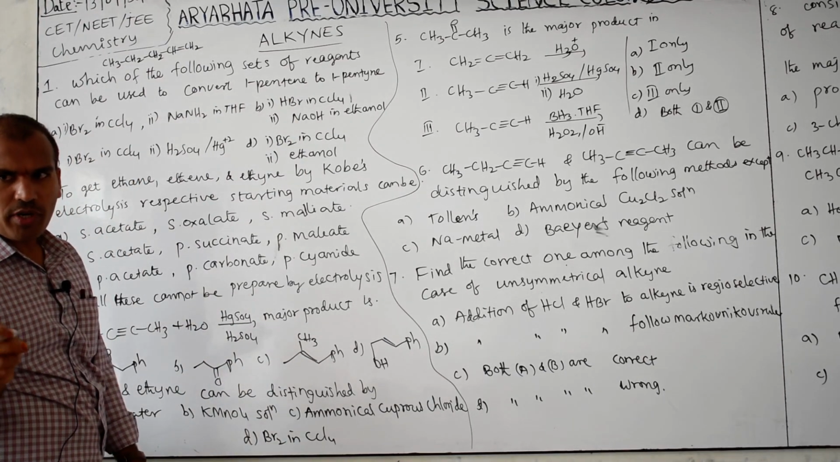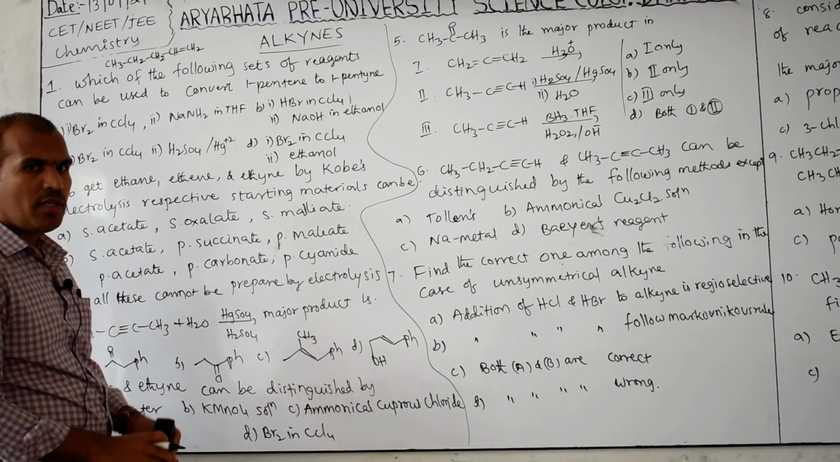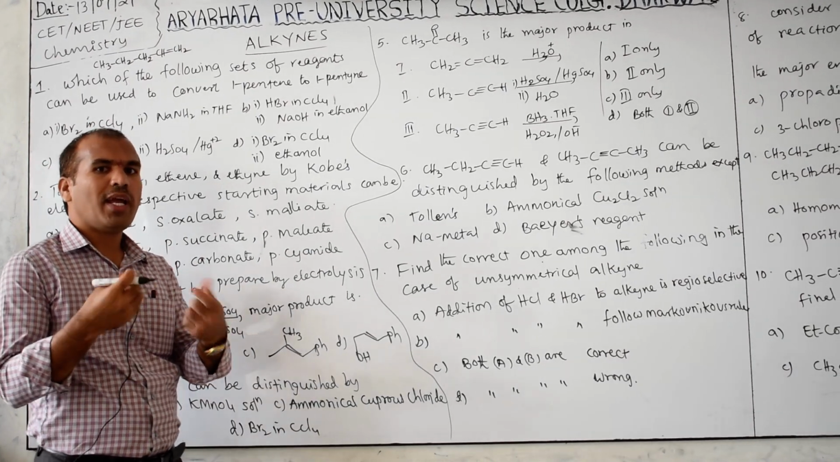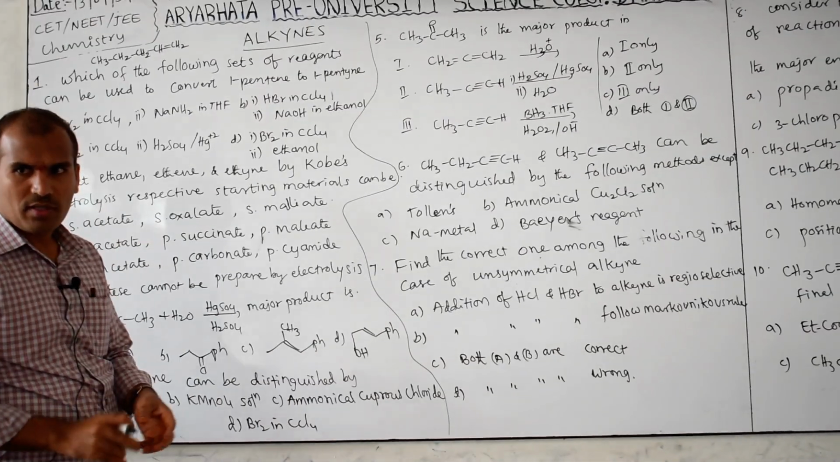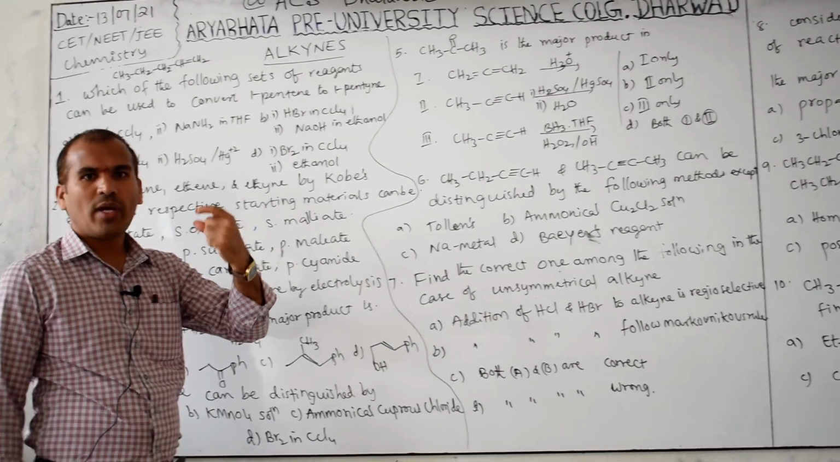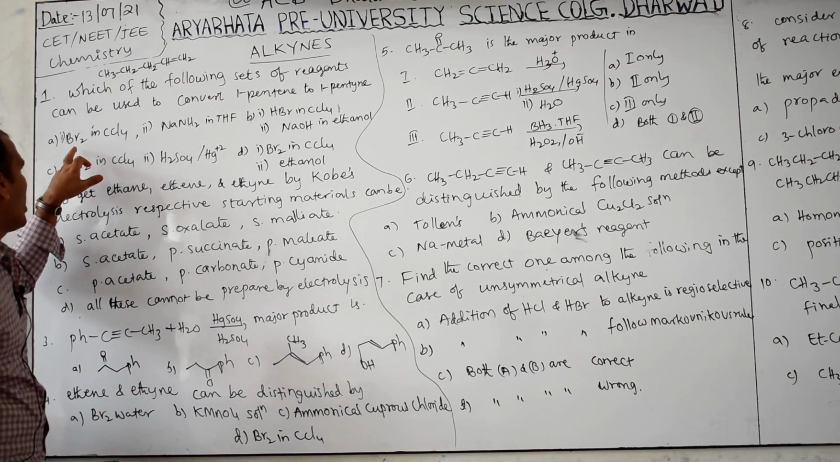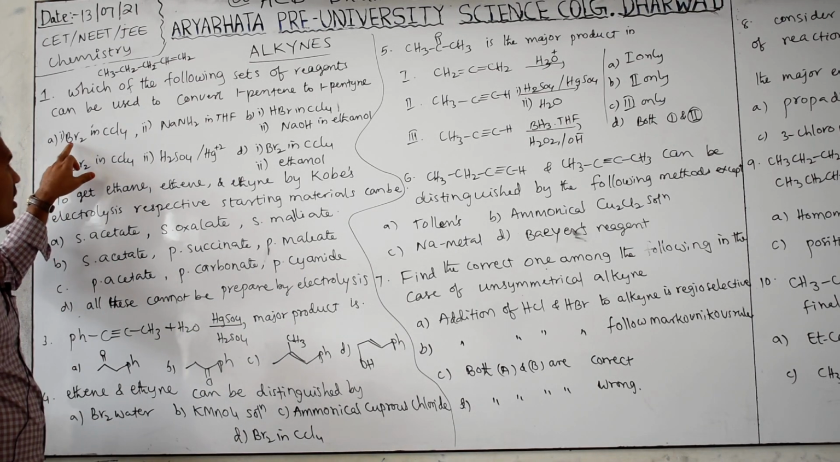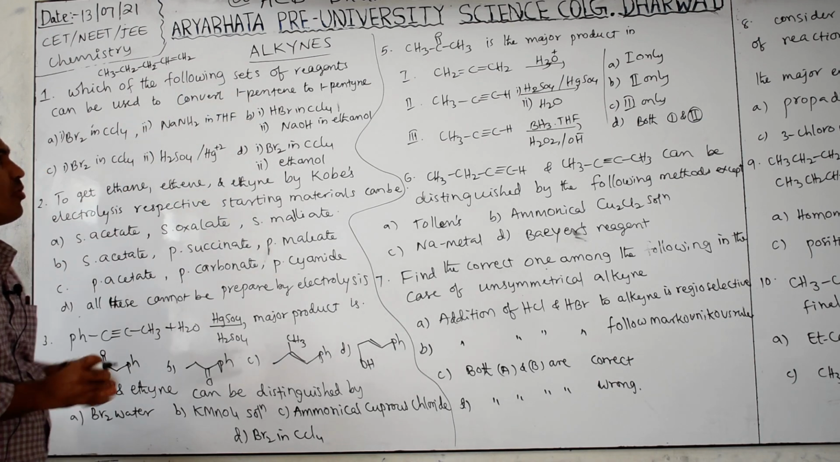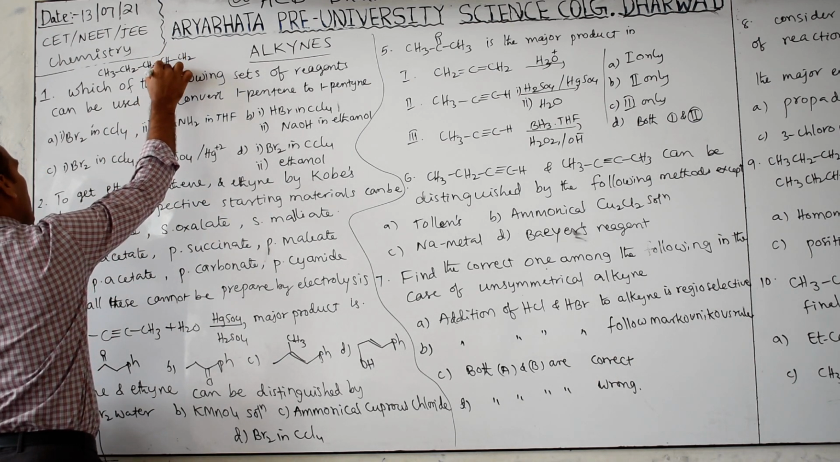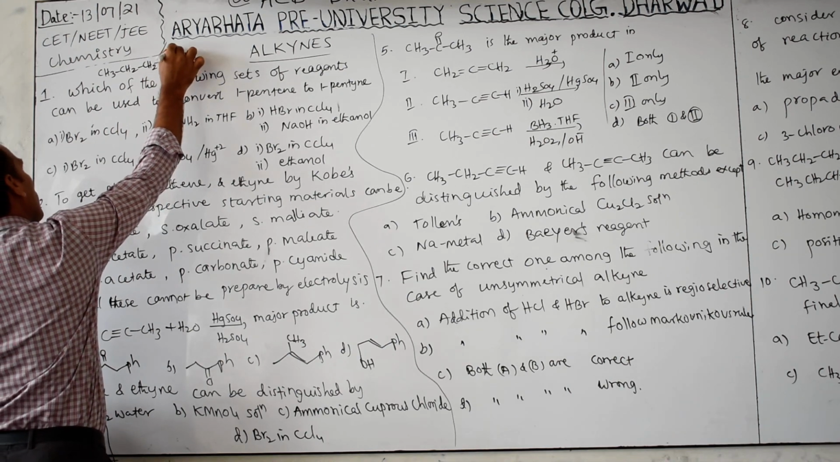Double bond converts into triple bond. When is it possible? Something should be eliminated. When 2 atoms are eliminated, it means 1 pi bond forms. The first reagent is bromine. Add it to this one. Then what happened? 1 pi bond is broken, and here bromine, here bromine.